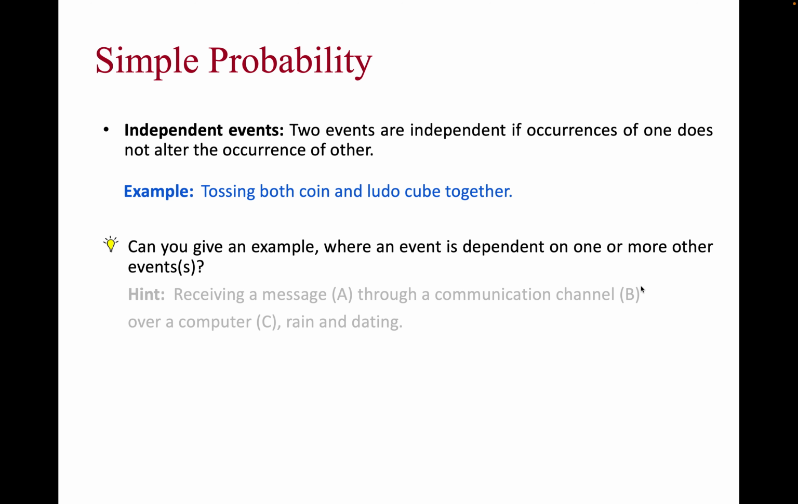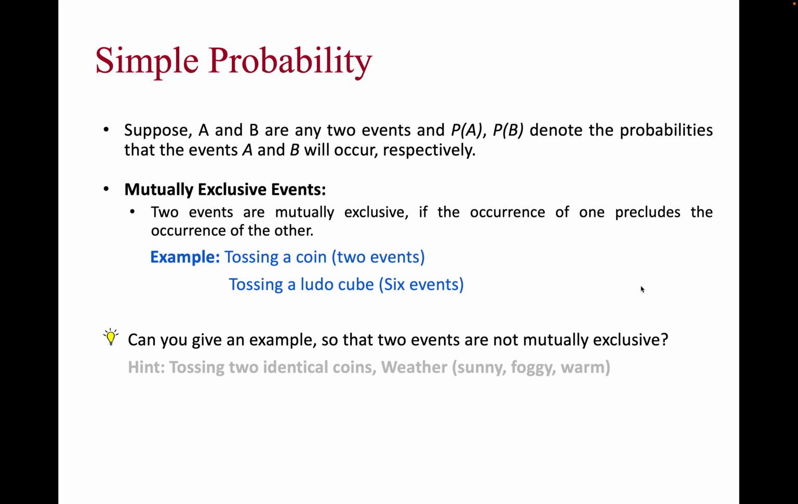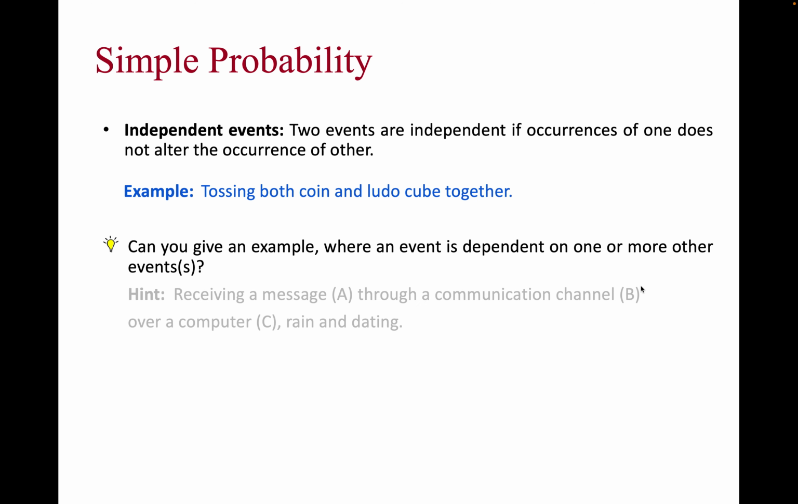Independent events. They were mutually exclusive events. Independent events: two events are independent if the occurrence of one does not alter the occurrence of the other. Example: tossing both a coin and a Ludo cube together. The occurrence of one does not alter the occurrence of the other. That is independent.